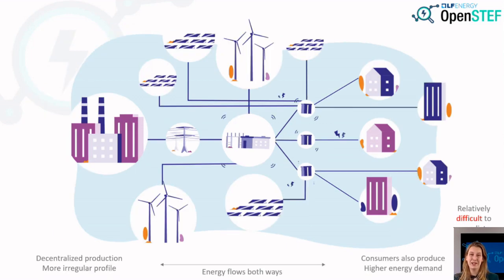However, currently, it looks more like this. This is, of course, still simplified. So instead of one centralized production point, we have decentralized production of wind and solar. And besides being decentralized, it's also more irregular. It's difficult to predict, and we're not able to steer it. And also on the consumption side, we have some additional issues. Consumers are also producers. I think a lot of you probably have solar panels on your roofs. But also we have a higher energy demand. This makes it quite difficult to predict.